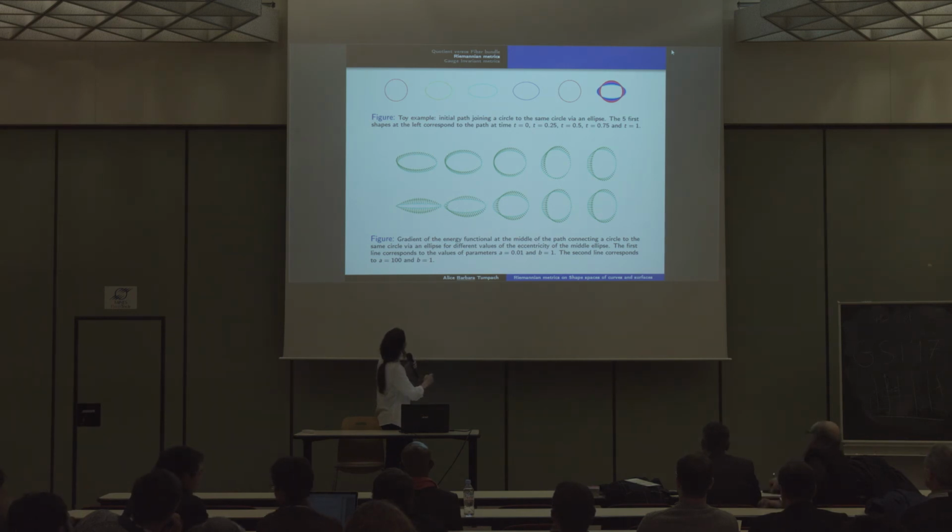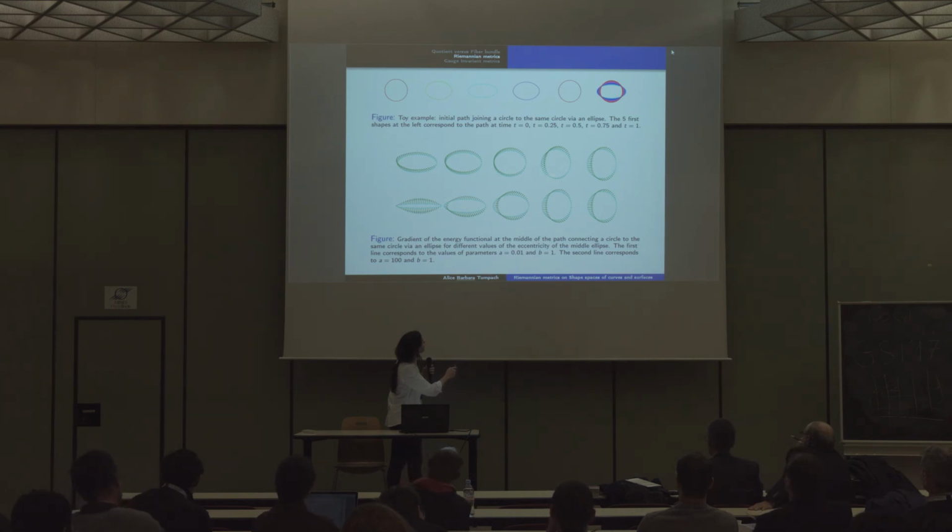But if A over B is small, then depending on the eccentricity of the ellipse, this means depending on how far you are from the constant path, you may find gradients which do not do what you expect, which will not point in the direction of the constant path. But if the eccentricity is not so big, so if you are already near a circle, then it starts to behave as you expect.